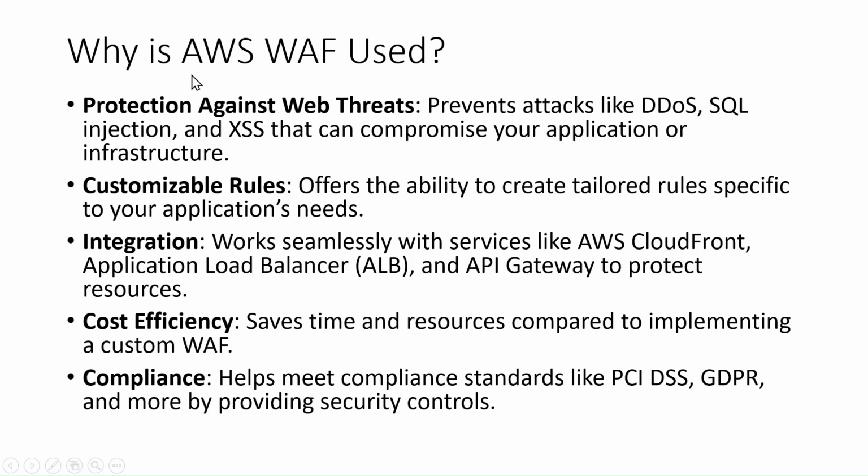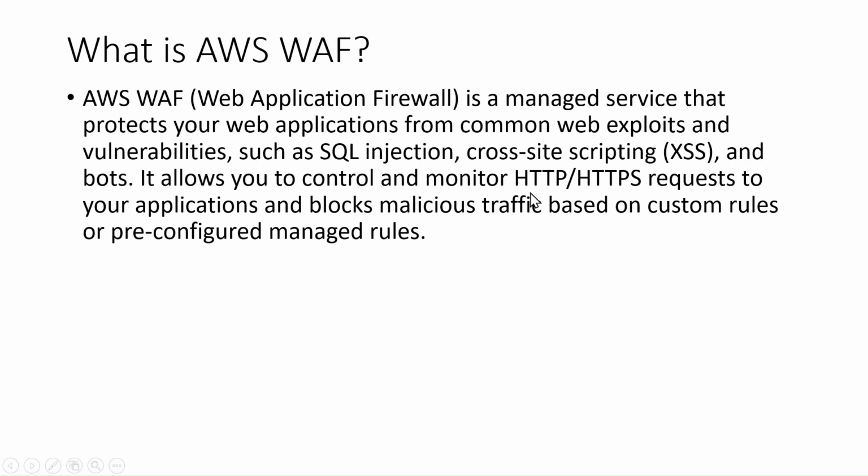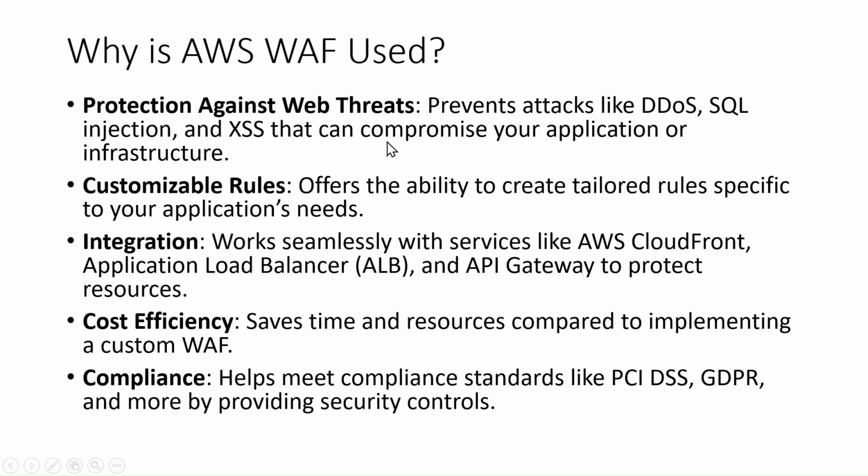So why is AWS WAF used? First, protection against web threats. It prevents attacks like distributed denial of service, SQL injection, and cross-site scripting, which can compromise your applications or infrastructure. If any one of these attacks compromises your web application security, there will be huge data loss, and it might also crash the infrastructure. By integrating it, we can protect both your application as well as infrastructure.